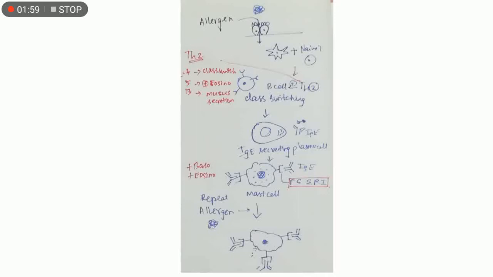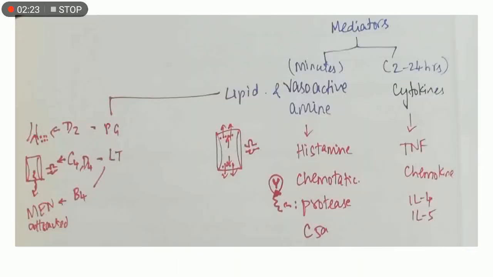IL-4 is associated with class switching, means it helps class switching of immunoglobulins to IgE type. IL-5 is stimulating the eosinophils. IL-13 stimulates the mucus secretion. And over here, the IgE secreting plasma cell will also go and stimulate basophils and eosinophils because even those cells have Fc epsilon Ri. So the mediators are released from the mast cells as we saw. So the mediators can be immediate or a bit delayed.